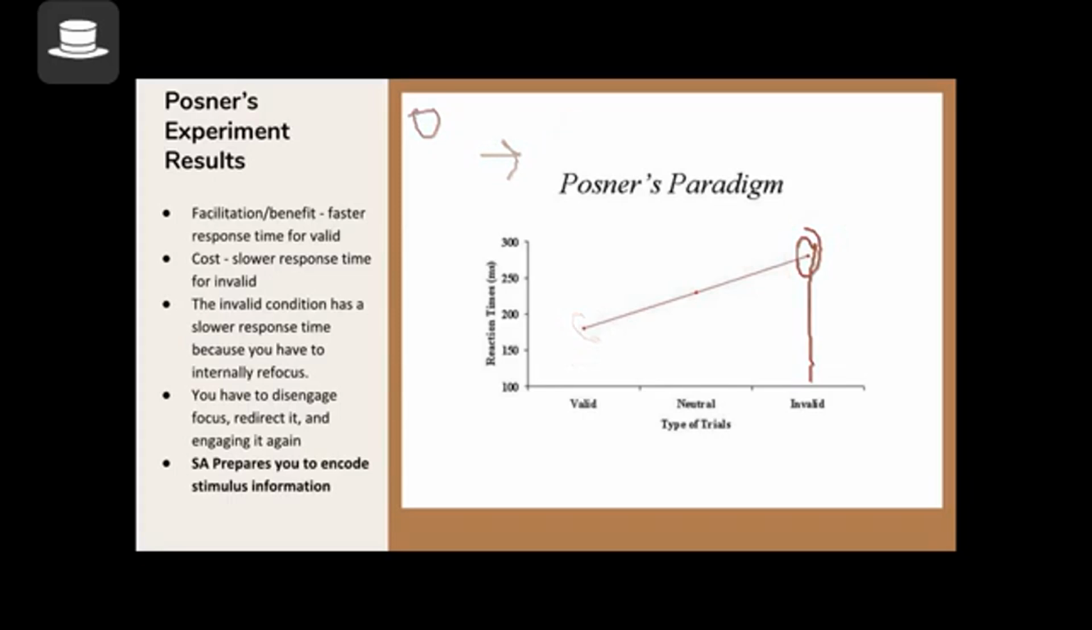This faster reaction time to valid items in this experiment is called facilitation or benefit. Facilitation or benefit is a faster reaction time to valid items. And opposite of that is cost. A cost is a slower response time to invalid items. Now, what is the reason for a slower response time?